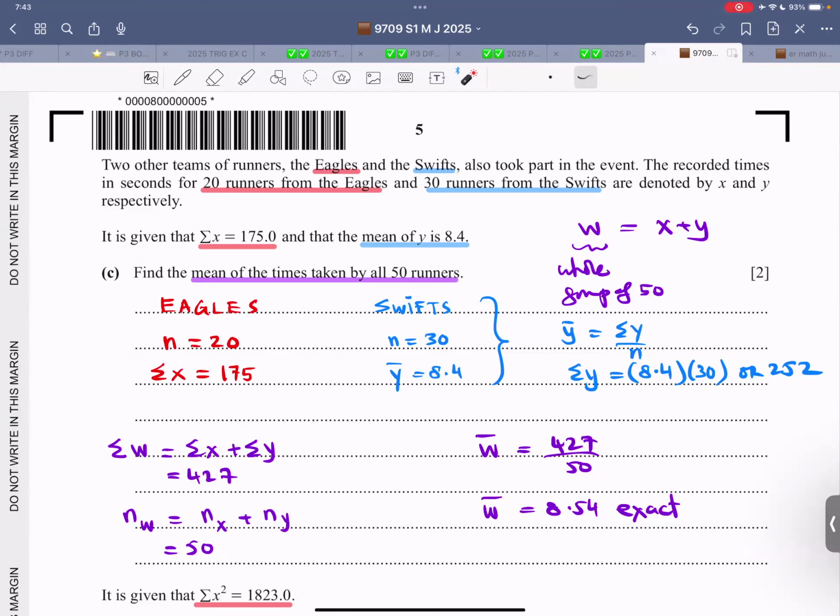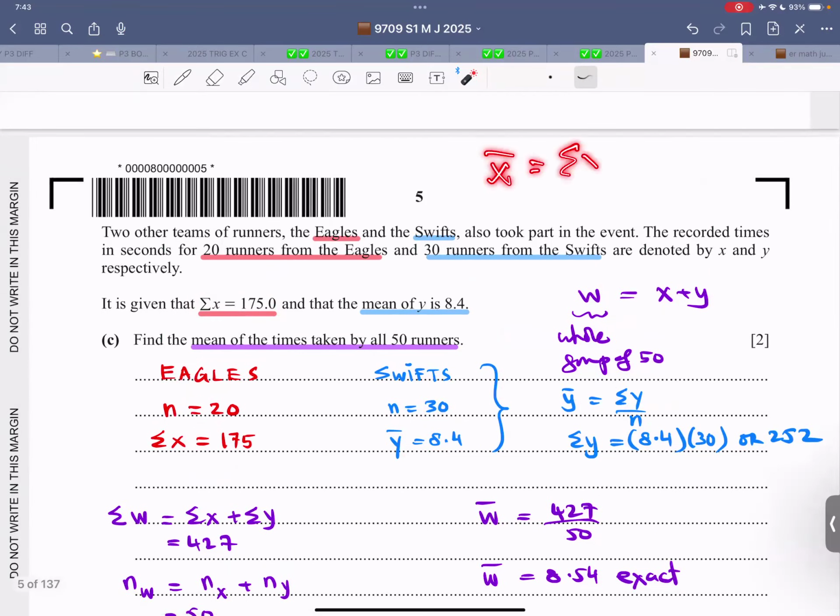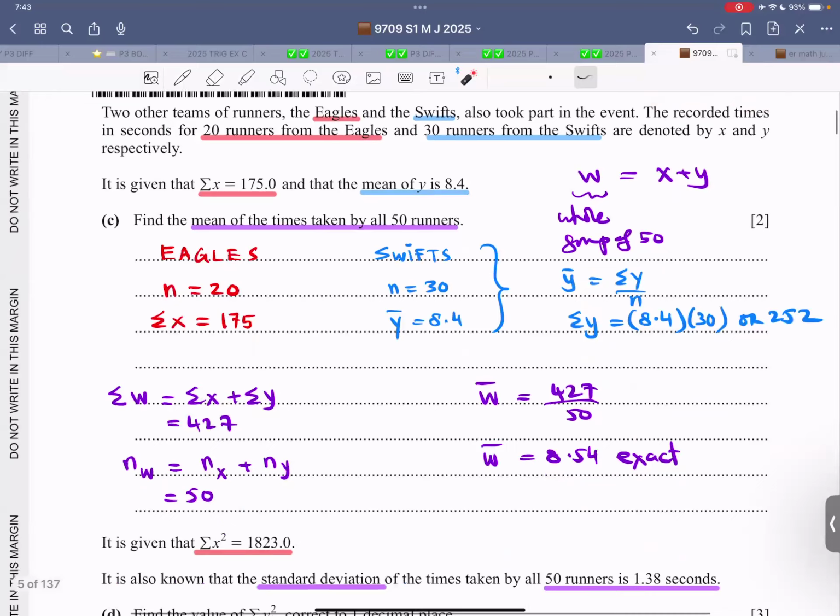Okay, got it. So now it says sigma X is 175, N is 20, N is 30, Y bar is this. Now the formula for mean: X bar is sigma X over N, and Y bar is sigma Y over N. So over here nothing needs to be done, but over here simple working needs to be done. You find the summation of Y, the sum of scores of Y, that is this thing.